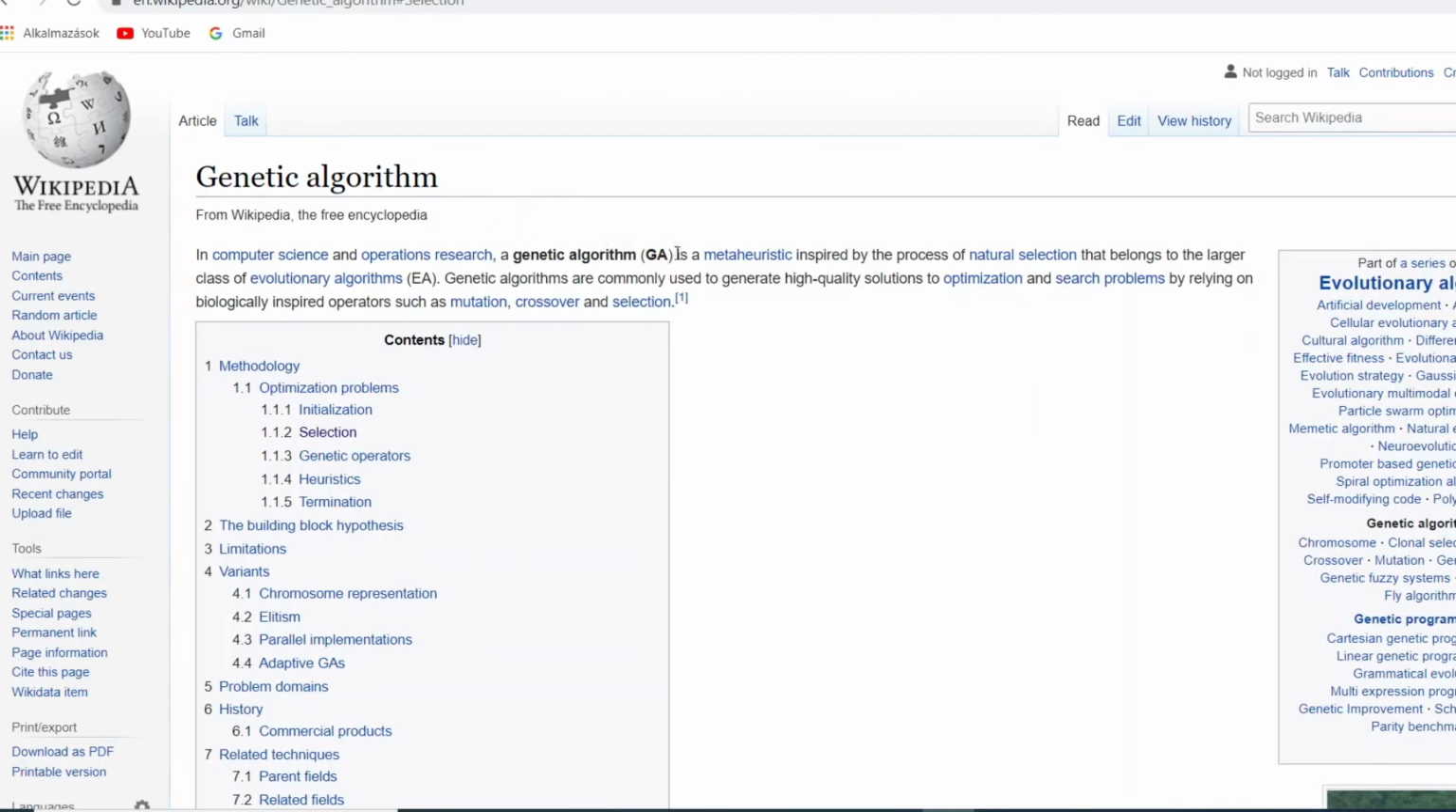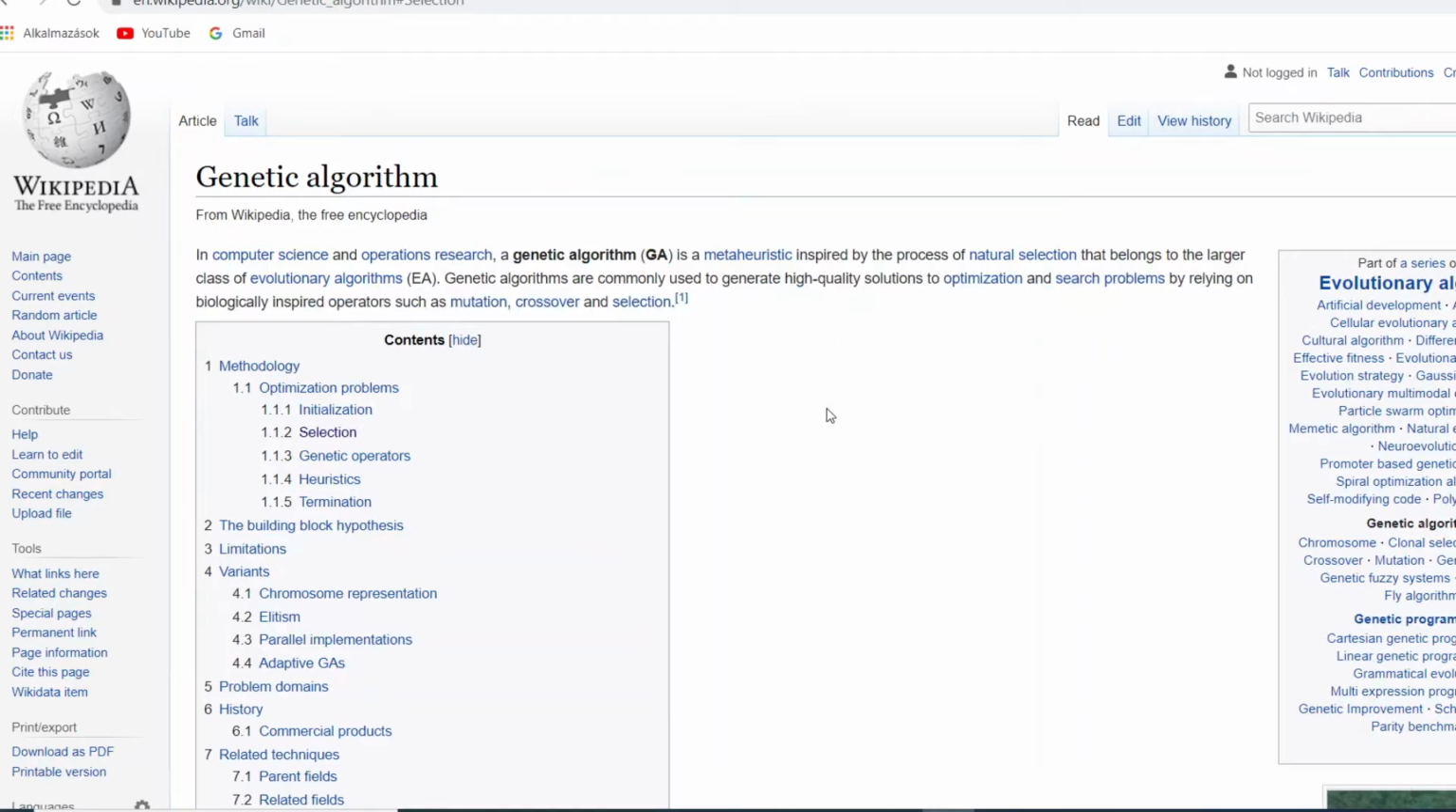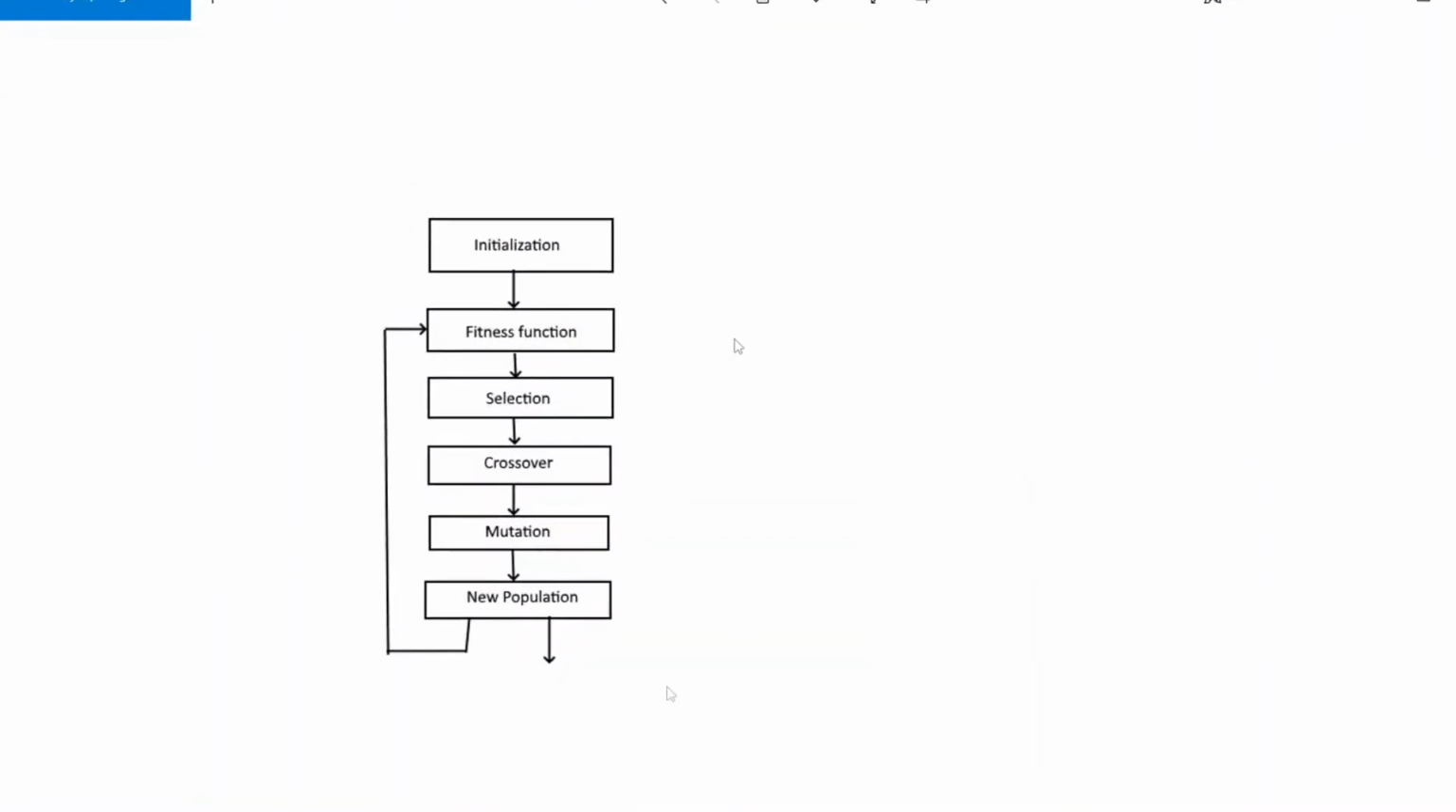So genetic algorithm is a meta-heuristic, at least that's what Wikipedia says. The method goes through a few steps or phases inspired by Darwin's theory of natural selection, and it's commonly used for optimization and search problems. I'm going to break down those phases and illustrate them with an example. I prepared a few beautiful pictures.